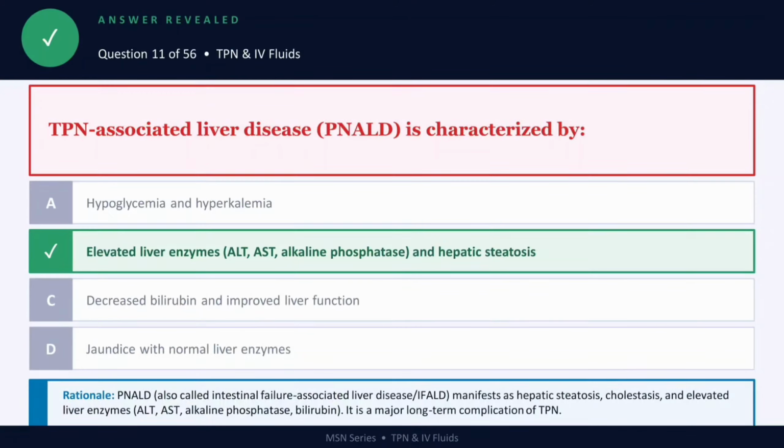The correct answer is option B. Elevated liver enzymes and hepatic steatosis. Rationale.